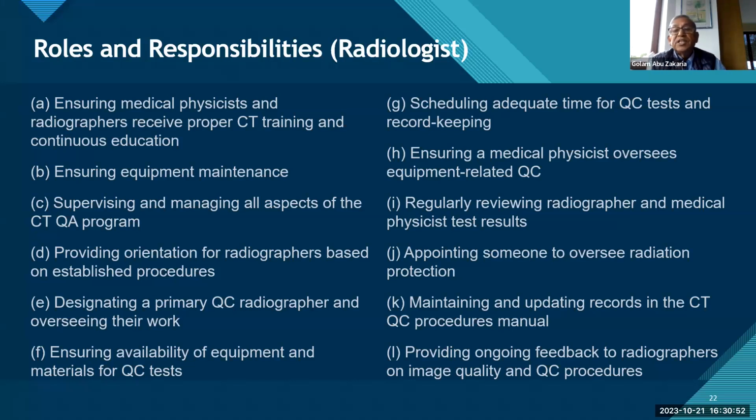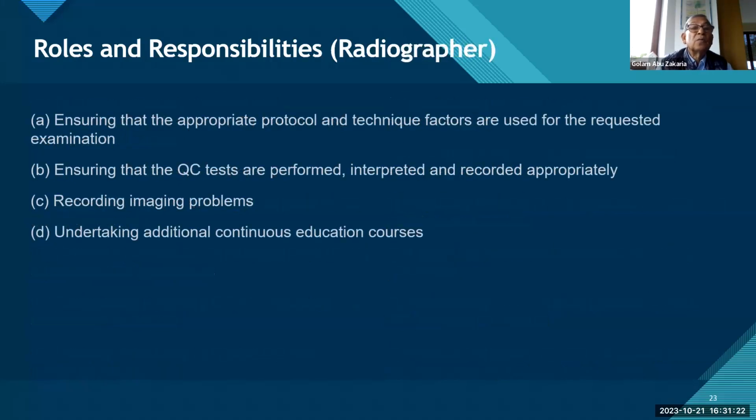Appointing someone to oversee radiation protection, the radiation protection officer. Yeah, it is actually often the medical physicist. You can even have a radiographer as radiation protection officer. Yeah, I think it is better. The head radiographer can be a radiation protection officer. Maintaining and updating records in the CT QA protocols manual, providing ongoing feedback to radiographers on image quality and QA procedures. And you see here are very, very important roles and responsibilities of radiographers. The radiographer is one of the main persons in this radiology department. Ensuring that the appropriate protocol and technique factors are used for the requested examination. Ensuring that the QC tests are performed, interpreted, and recorded appropriately.